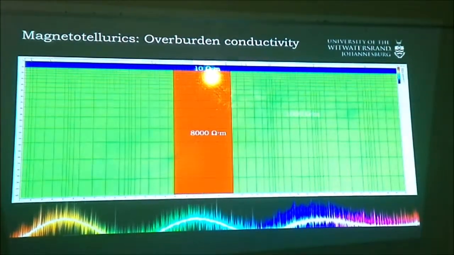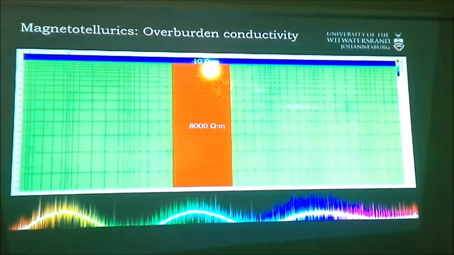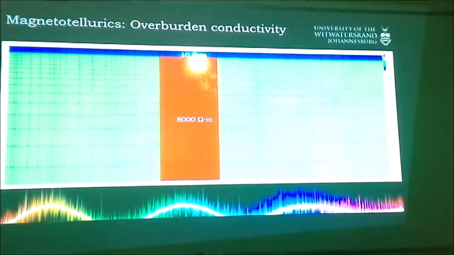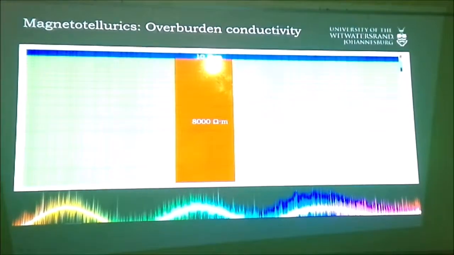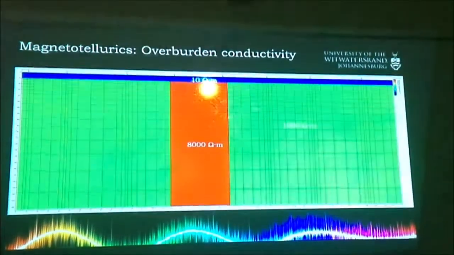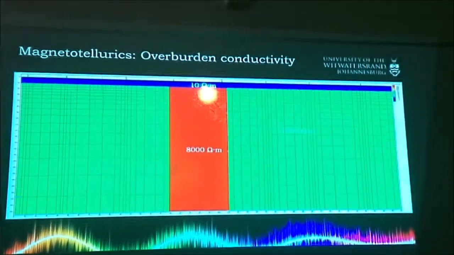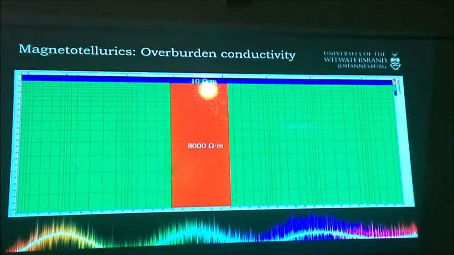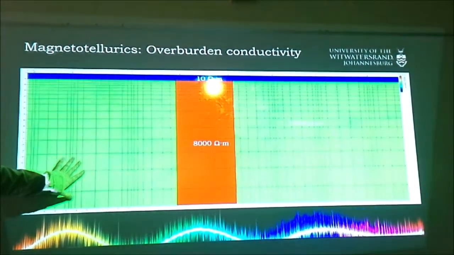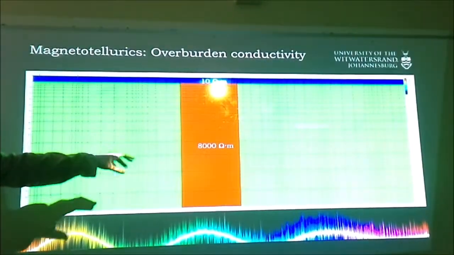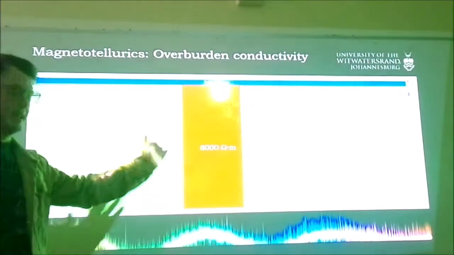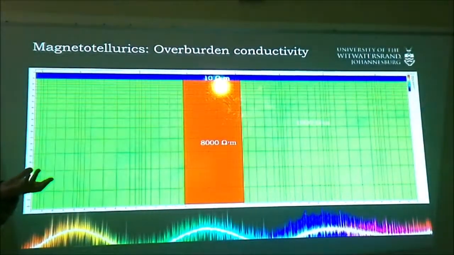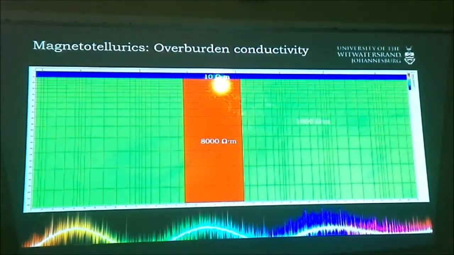Okay, so the next thing I want to show you guys is the overburden conductivity, and what I mean by that is, if the overburden is really conductive, we won't really see any type of resistor underneath it or anything beneath the overburden. So for example, I've got a 10 meter thick, 10 ohm meter conductive overburden, but then we have a 1000 ohm meter half space with an 8000 ohm meter resistor. So it's quite a large resistor. Let's see if we forward model this and we invert it, let's see if we see anything.